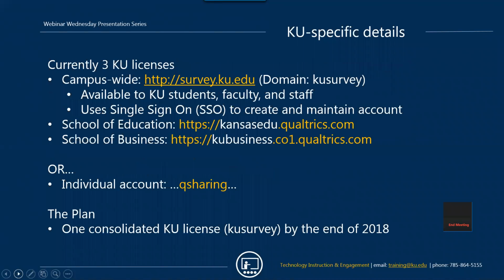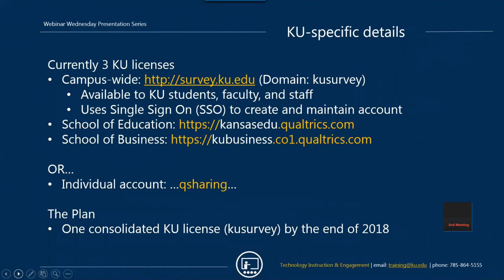So let's look at a few KU-specific details. As of today, October 24th, 2018, KU currently has 3 Qualtrics licenses. There's the campus-wide license, which launched about a year ago. You can reach that by going to survey.ku.edu. This particular license is available to all KU students, faculty, and staff, and it uses single sign-on to create your account and to maintain it.